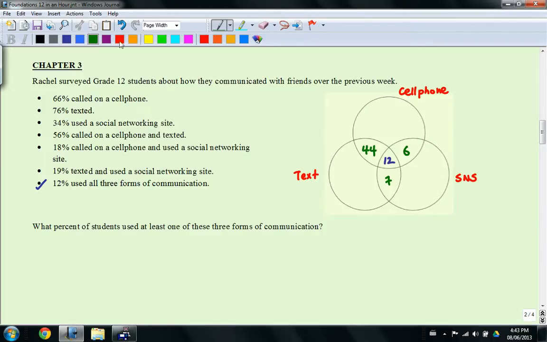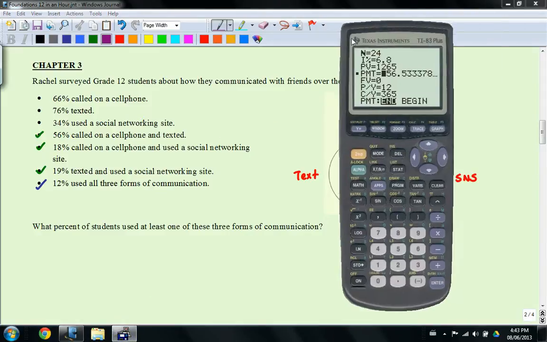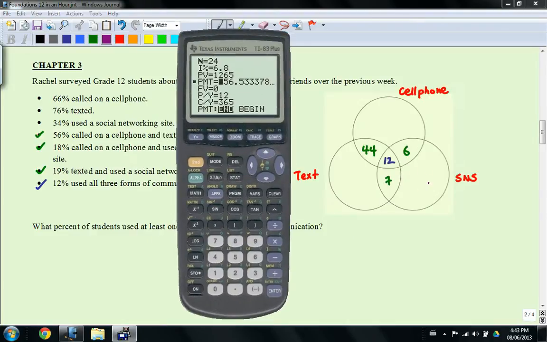Okay, so next part is going to be the outer circle. We have done the first two layers, so to speak, and now we have the last little part. What we're going to do here is subtract all these numbers from whatever it shows here. For example, 34% of the people use a social networking site, so we need to subtract the 6, the 7, and the 12 from it, because what goes in this box is just people who only use a social networking site and nothing else.